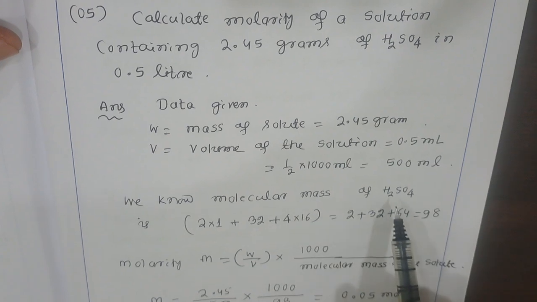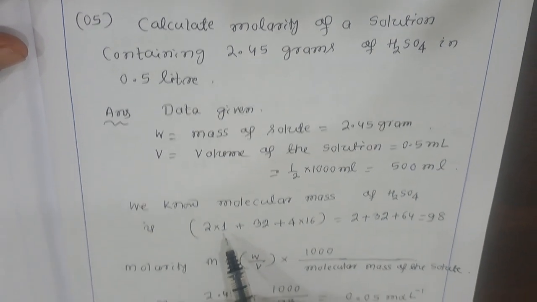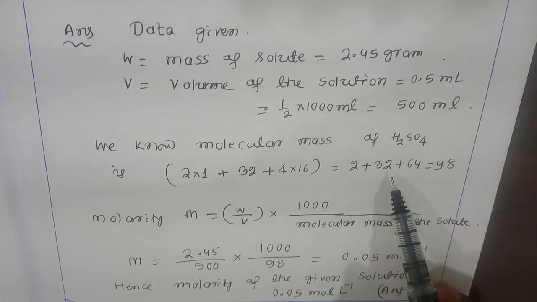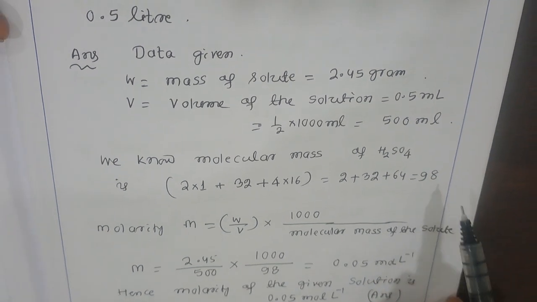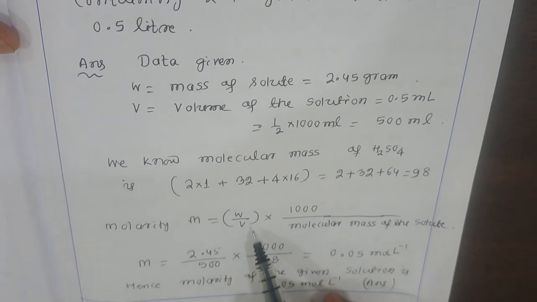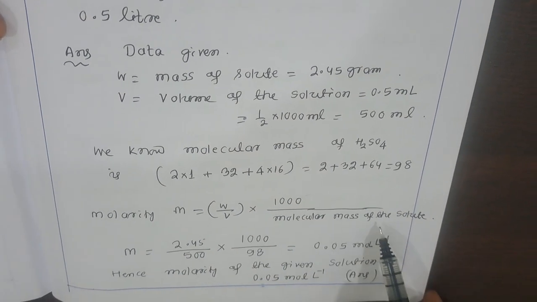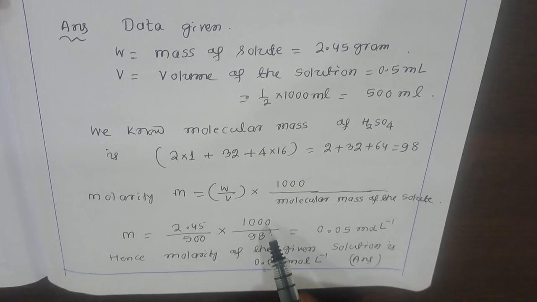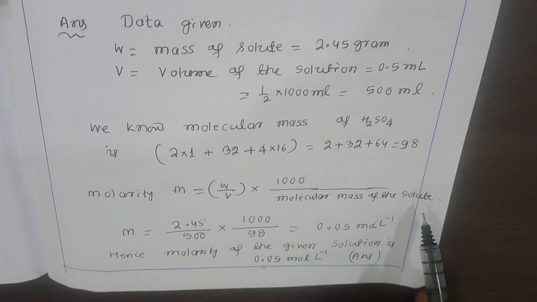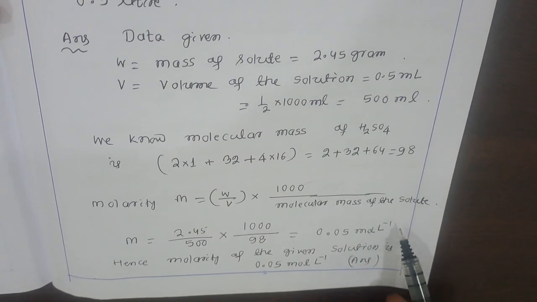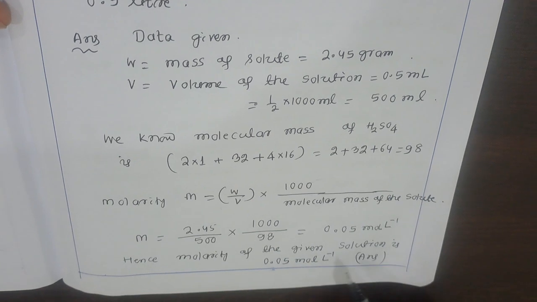We know molecular mass of sulfuric acid is 2 into 1 plus 32 plus 4 into 16 is equal to 2 plus 32 plus 64 is equal to 98. Molarity, that is the formula for molarity. M is equal to small w by V into 1000 by molecular mass of the solute is equal to 2.45 by 500 into 1000 by 98, that is molecular mass of the solute, is equal to 0.05 mole L inverse. Hence, molarity of the given solution is 0.05 mole L inverse.